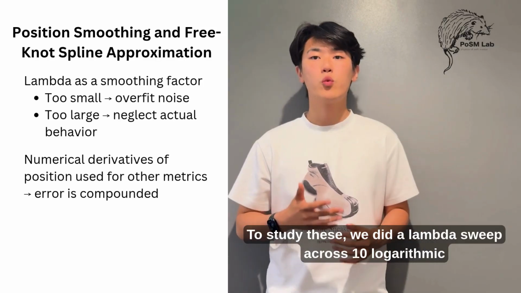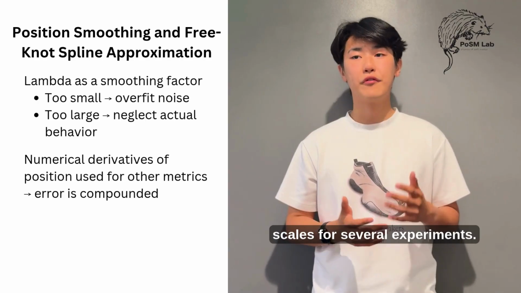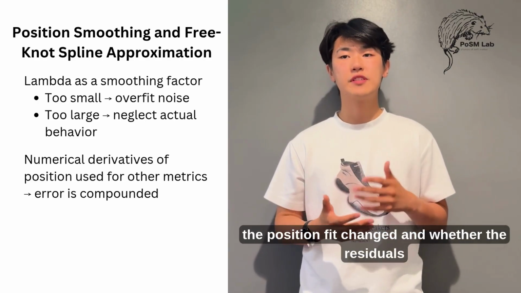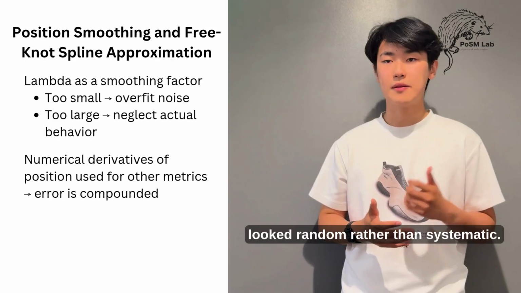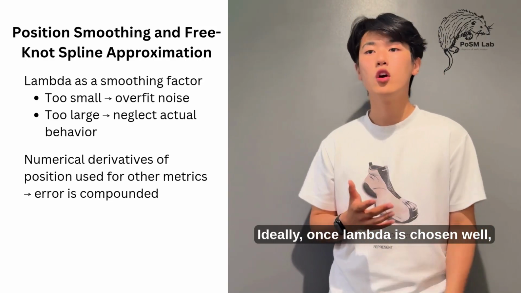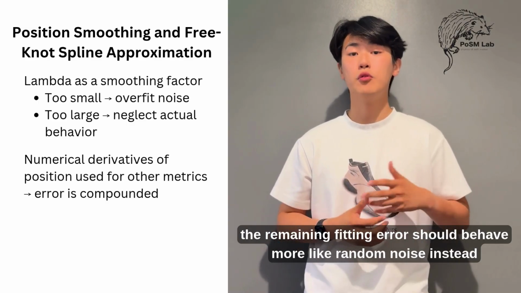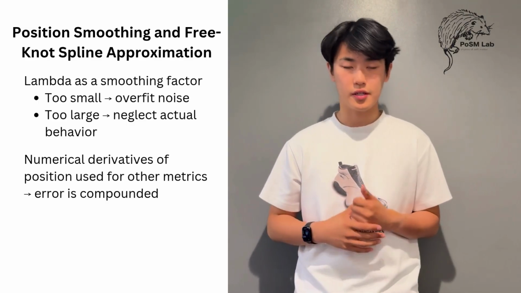To study these, we did a lambda sweep across 10 logarithmic scales for several experiments. We wanted to see how the mean squared error of the position fit changed and whether the residuals looked random rather than systematic. Ideally, once lambda is chosen well, the remaining fitting error should behave more like random noise instead of showing a clear pattern that means the model is missing something important.